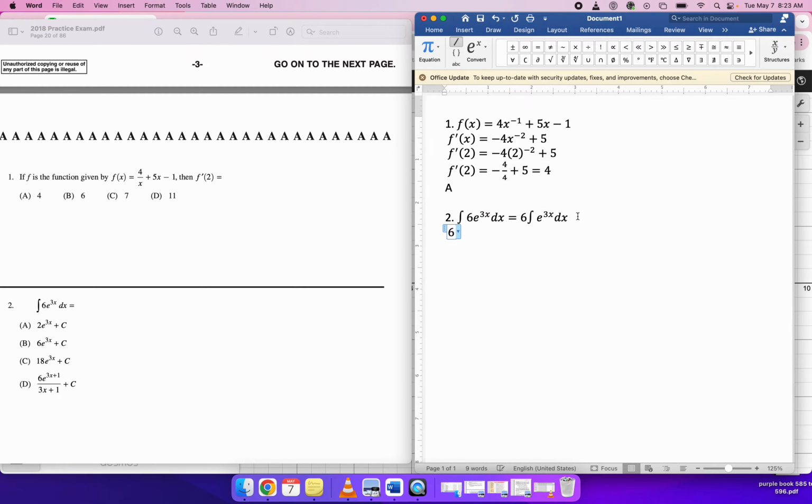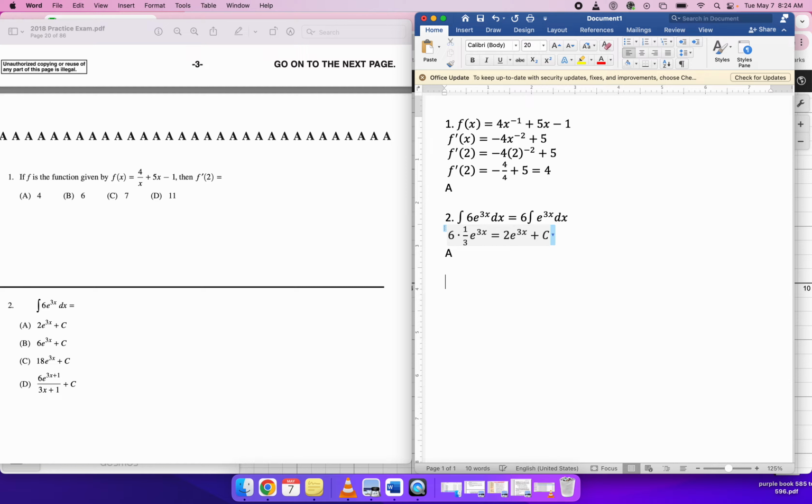I would just say the antiderivative of e to the 3x is basically going to be e to the 3x. But if you check this by taking the derivative, you'll see that because of the chain rule, you get an extra factor of 3 that you don't want. So actually, the antiderivative of e to the 3x is 1/3 e to the 3x. That becomes 2e to the 3x, plus c, of course. So the answer, it looks like, would be A again.